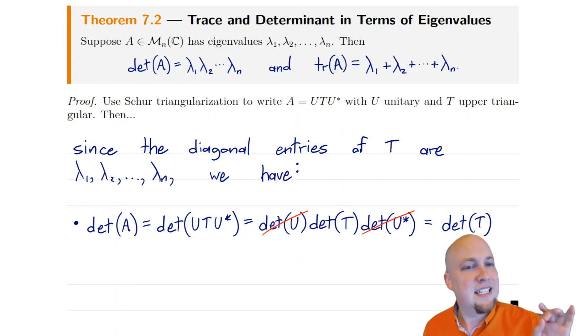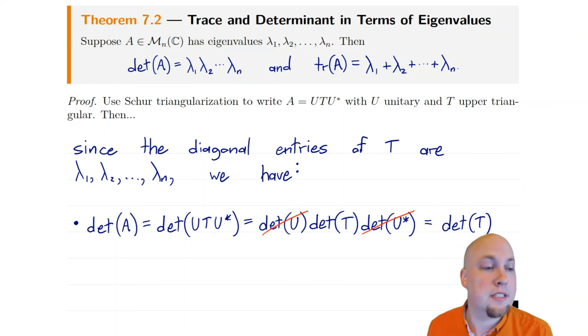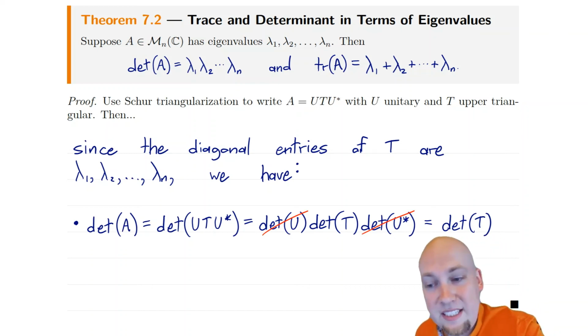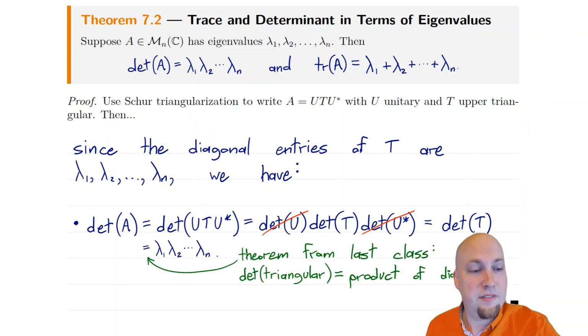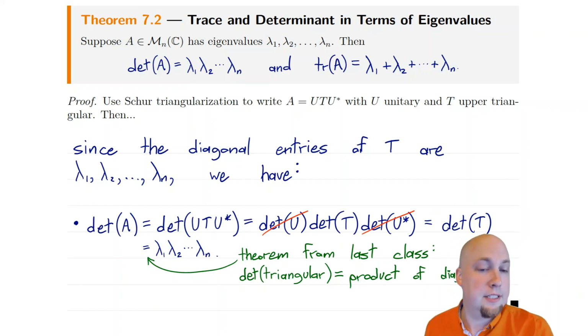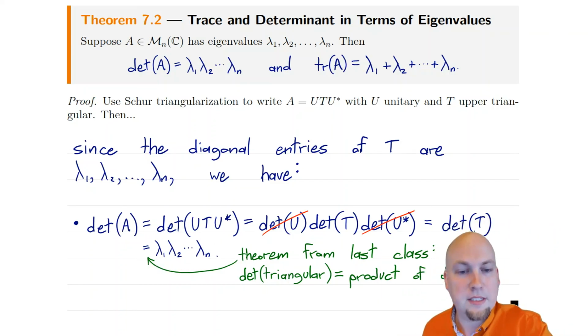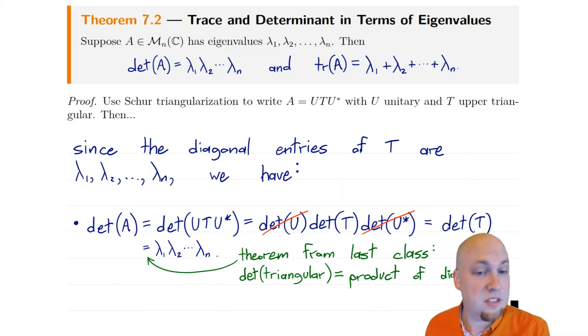The nice thing about T is that it's upper triangular, and we have a theorem from the previous class that says the determinant of an upper triangular matrix is just the product of its diagonal entries. What are its diagonal entries? They're lambda 1 up to lambda n, the eigenvalues of A. So just multiply them together and you get the determinant. That's all there is to it. We proved it in basically two lines.